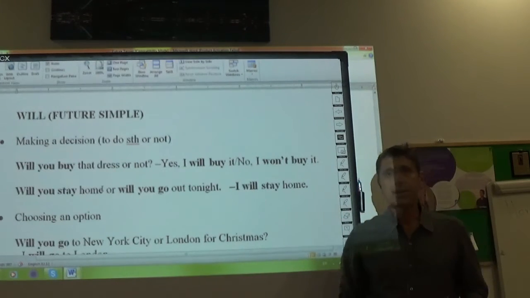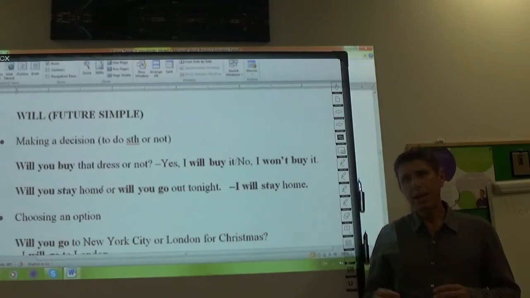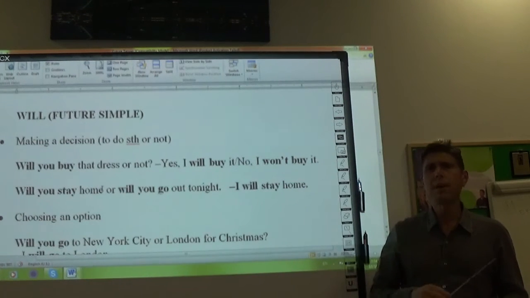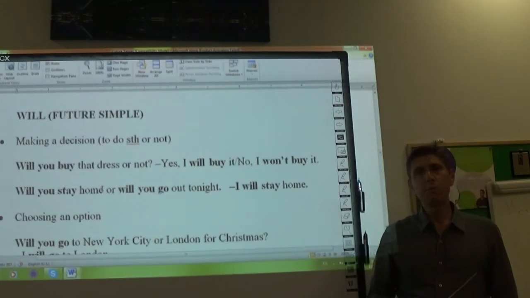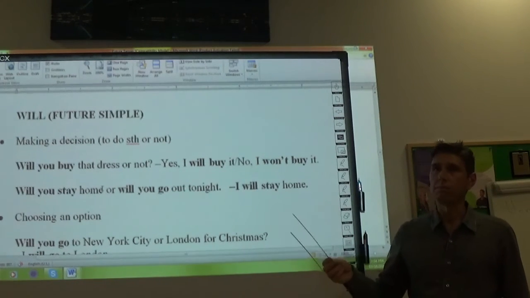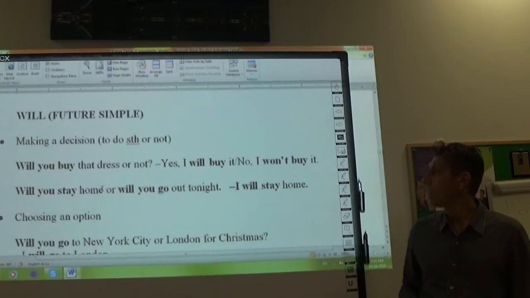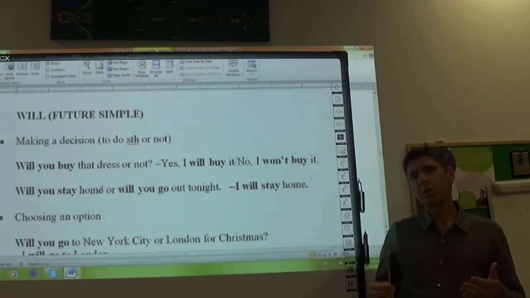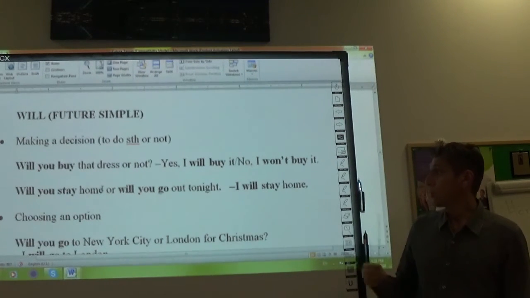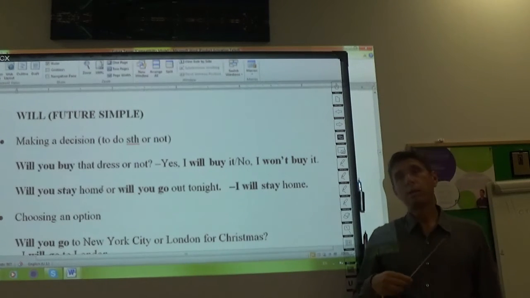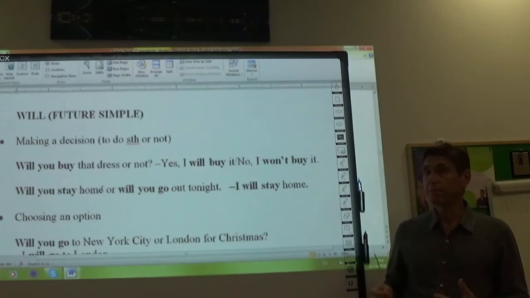Now, the next tense is of course future simple, which is a piece of cake. It's super easy to form and super easy to use. We form the future simple using the auxiliary verb will, followed by the bare infinitive of the main verb. And we use it for different kinds of things, but the most important uses are, first of all, to make a decision. When somebody wants to know if we're going to do something or not.